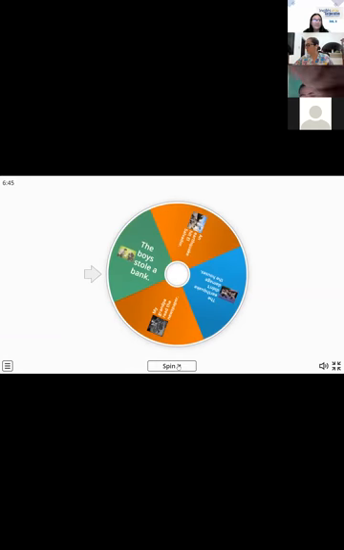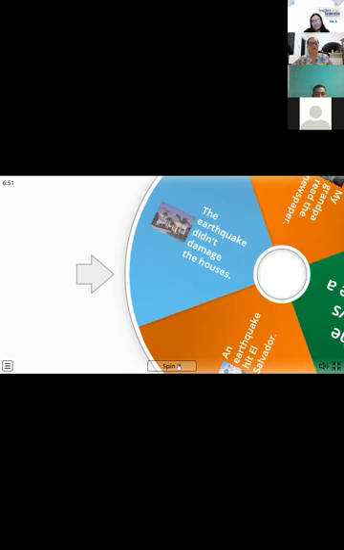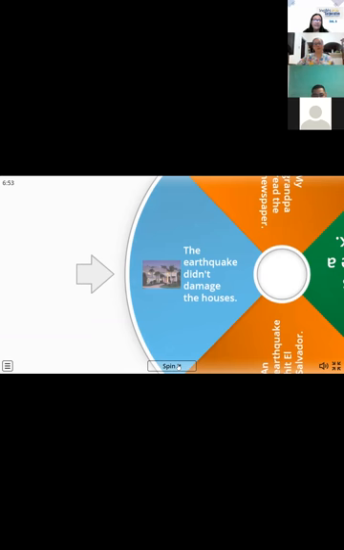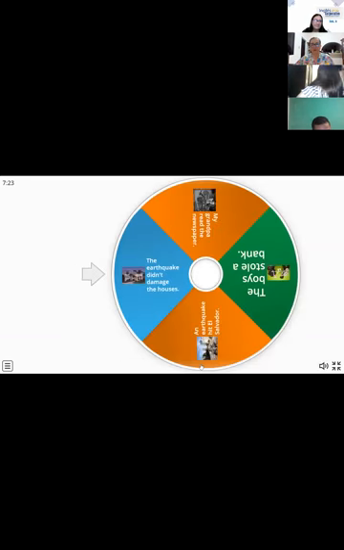We still have some more. The earthquake didn't damage the house. The houses weren't damaged by the earthquake. Damage, remember, you only put D, the letter D. The houses weren't damaged by the earthquake. That's right.